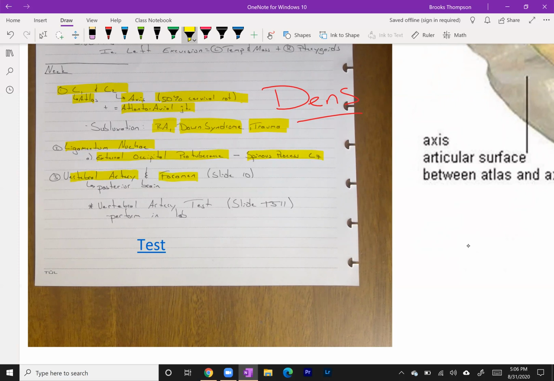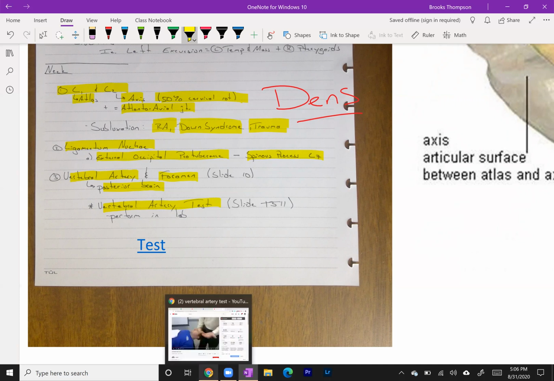So before working on the neck, we need to understand the vertebral artery and how it moves with the foramen. And this is going to innervate the posterior part of the brain. So we're going to do what's called a vertebral artery test. So I'm going to show you here a quick video, and we need to make sure we do this for every patient if we're going to work on their neck. So it's called the vertebral artery test.